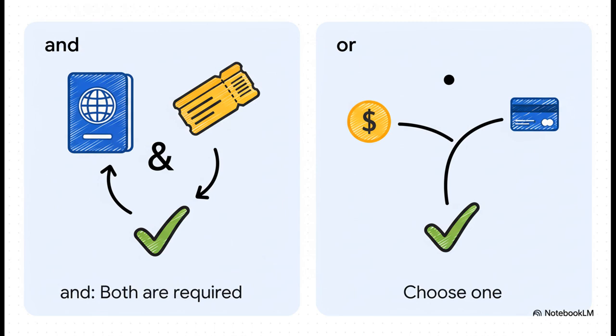And here's the best way to think about them. Think of "and" as mandatory, like you need your passport and your ticket to get on the plane. Both have to be true. Now think of "or" as optional. You can pay with cash or a card. Only one of those needs to be true. That simple little shortcut makes really complex logic so much easier to understand.